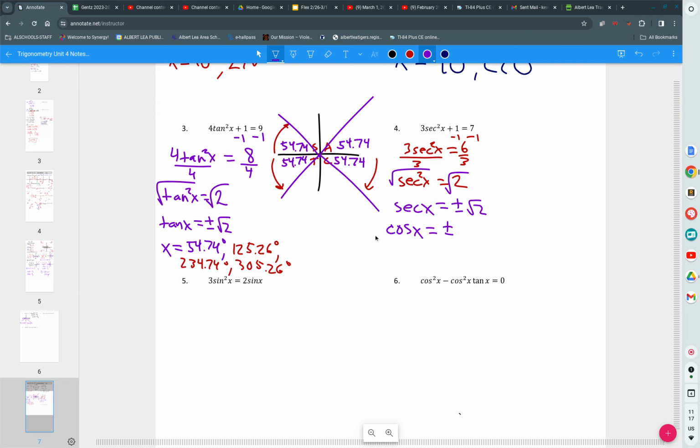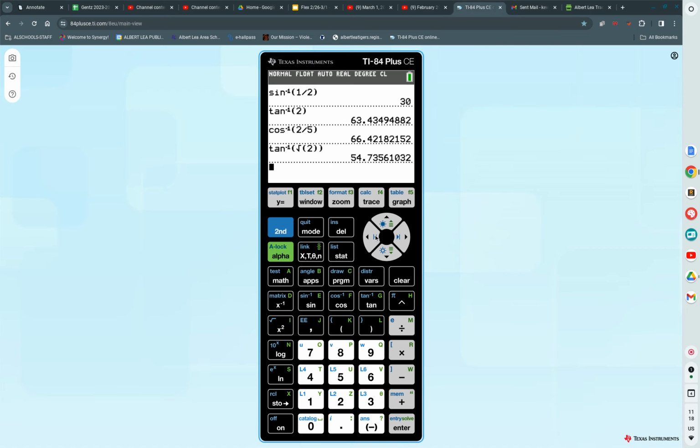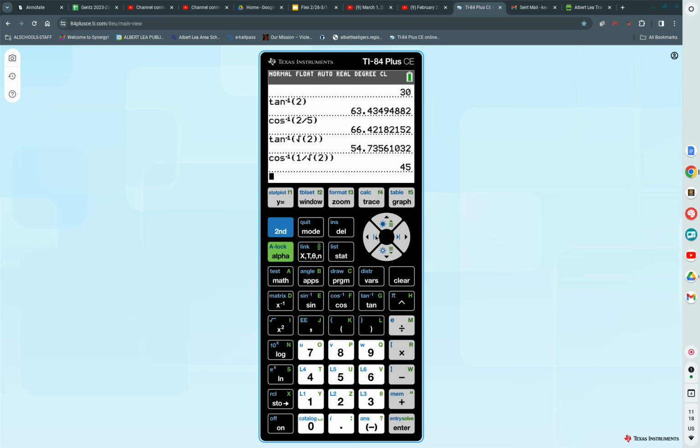Instead of doing the root of 2, I do 1 over the root of 2. So we're going to type that into our calculator. Make sure you type it in correctly. Let's try that. I go to my calculator. I do second cosine inverse of 1 divided by the square root of 2. Okay, cosine inverse of 1 divided by the square root of 2. 45. And I get 45.